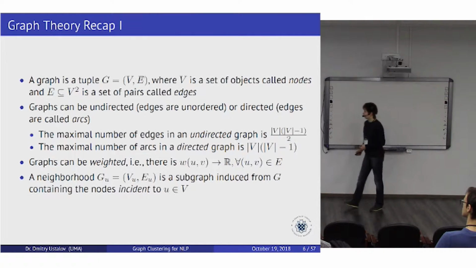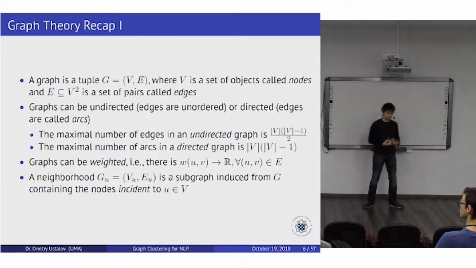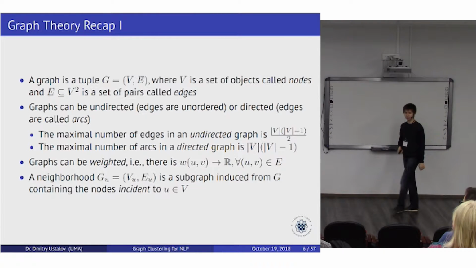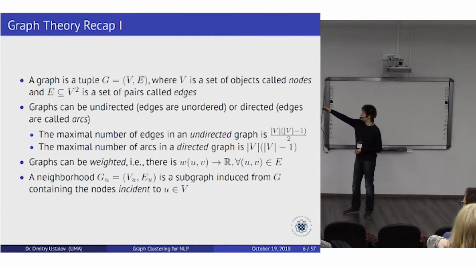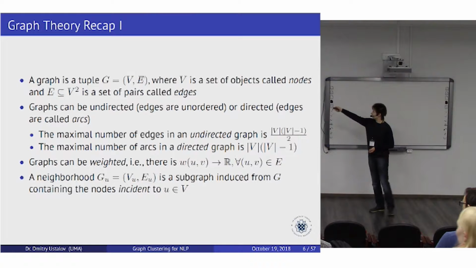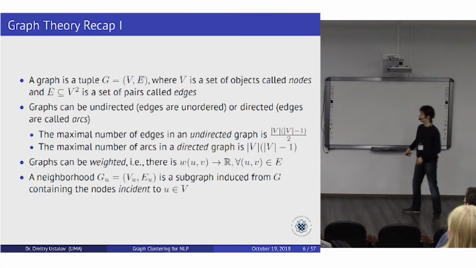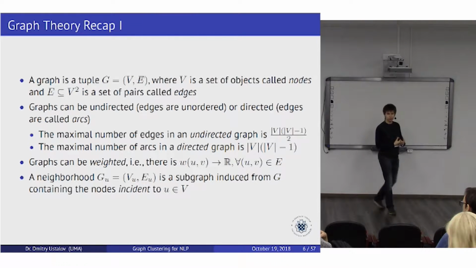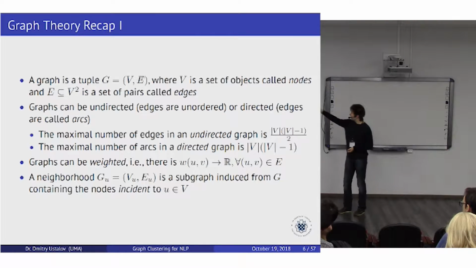A small recap of graph theory. Graph theory is a mathematical field that studies graphs, structures of graphs, properties, and so on. And we'll need only a few concepts of this very well-developed theory. First, as you can remember, a graph is a tuple of V and E, where V is a set of objects. They are called nodes or vertices, and an edge is a binary relation on this set. So set E is a set of ordered or unordered pairs that define the actual connections between the nodes.